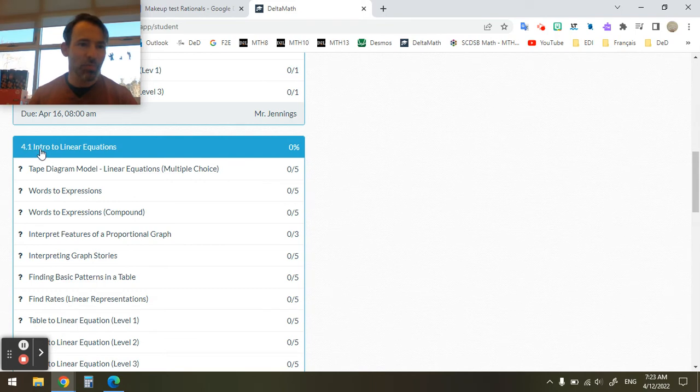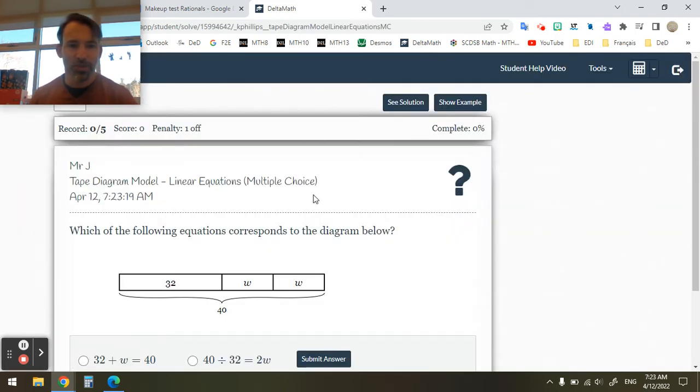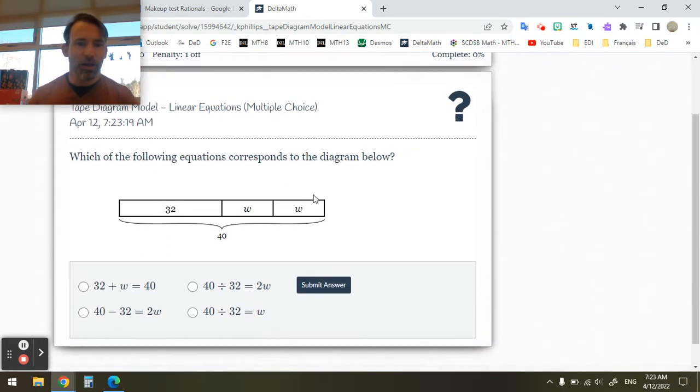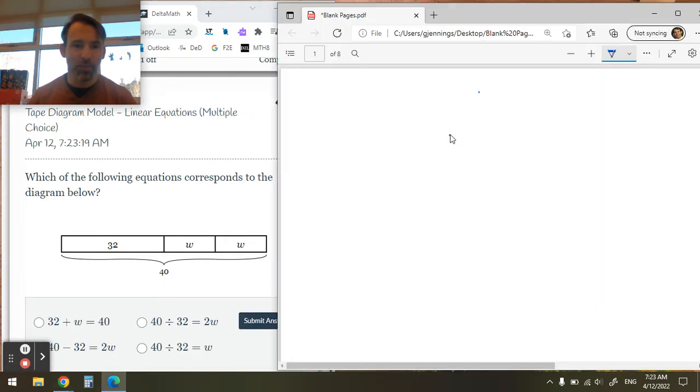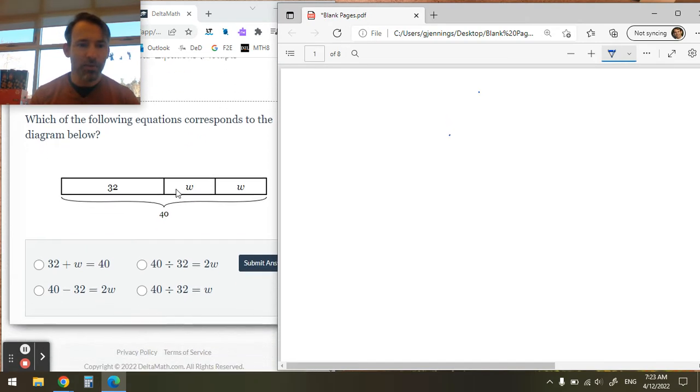Today's topic is 4.1, Introduction to Linear Equations. Let's take a look at all of our problem types. Here we have a problem where we've been told that 40 is the same thing as 32 plus 2 W's. And we want to find an expression that would communicate that as well in mathematical form. So you do need to be able to manipulate your equations to make something like this true.